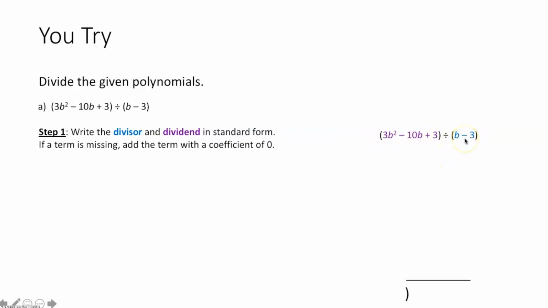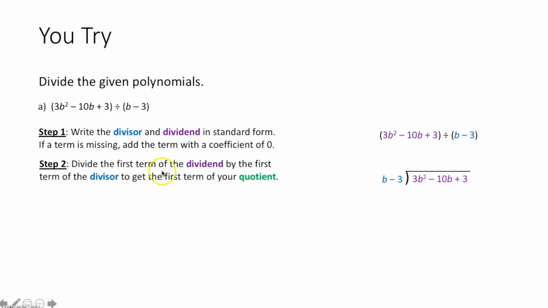Sweet! So we have our division symbol. We take our divisor, put it out front. We take our dividend, put it underneath. We're then ready to go. So step 2, divide the first term of the dividend, 3b squared, by the first term of the divisor, b, to get our first term of our quotient.